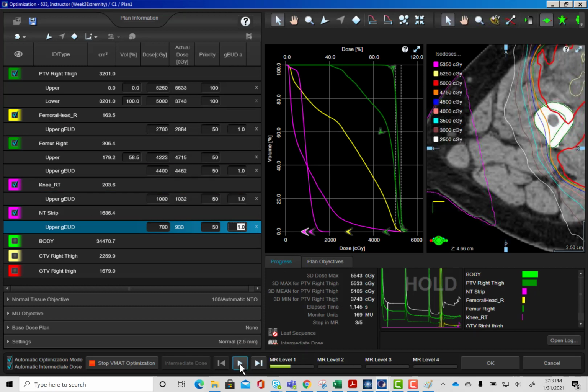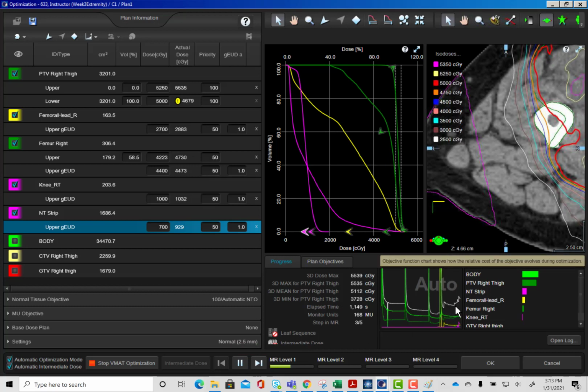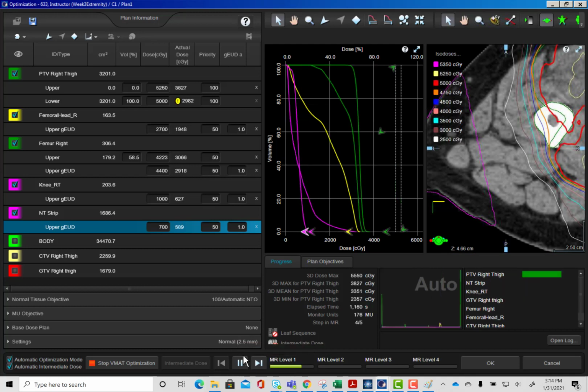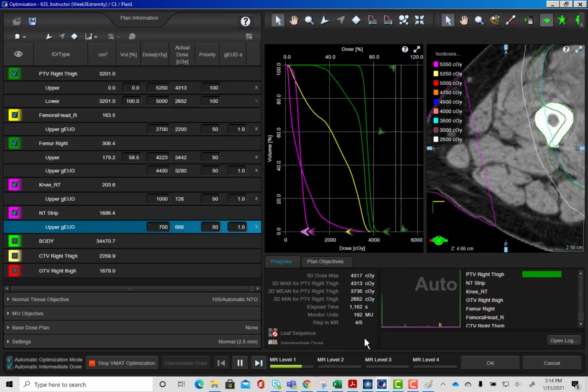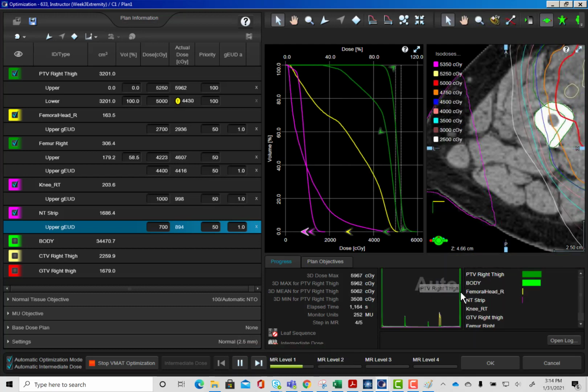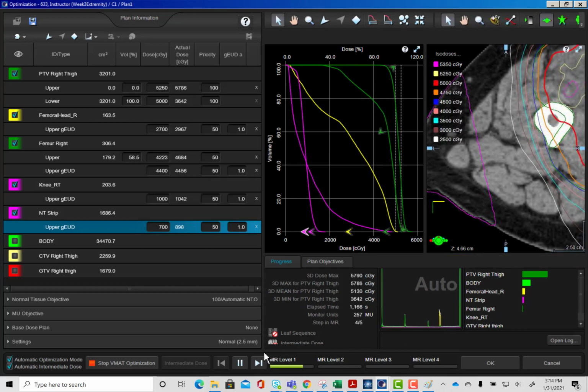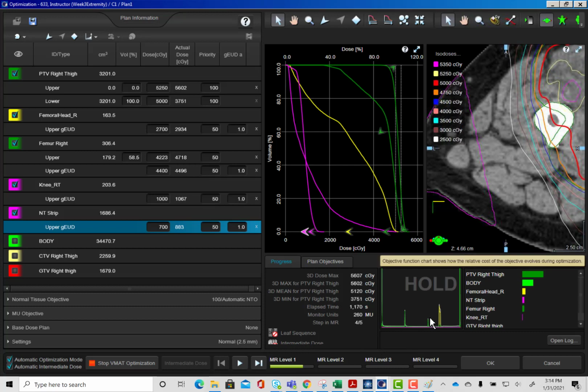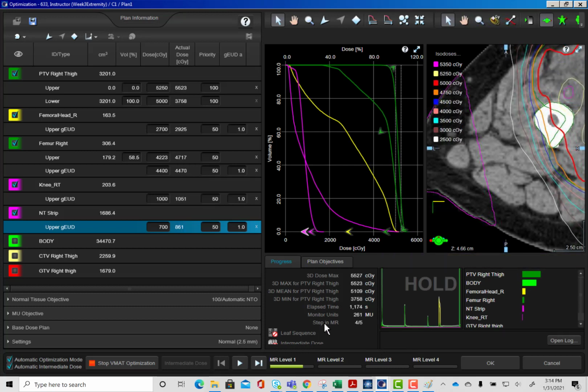So what I do next is I'll pause in that level 3 and let it sit until I'm done messing with my OARs and this objective function has leveled out and is not doing anything. Then I would play it. And if it does something like a huge spike, it's always best to pause it and let it level back out again. So we'll pause it for a little while.